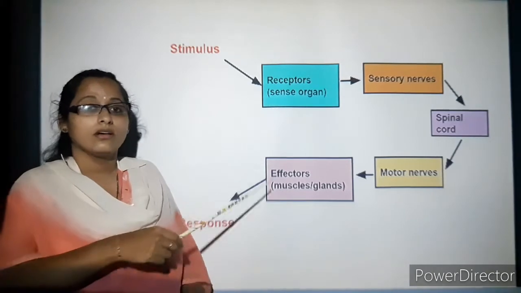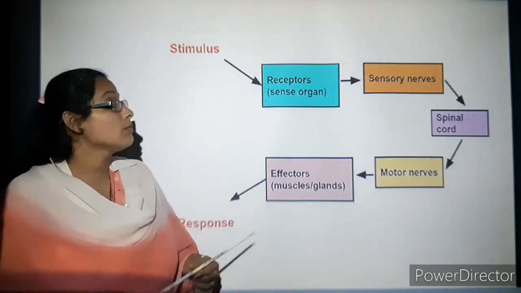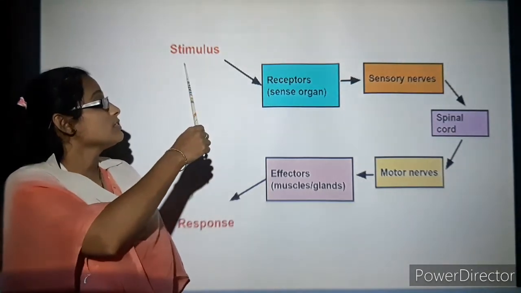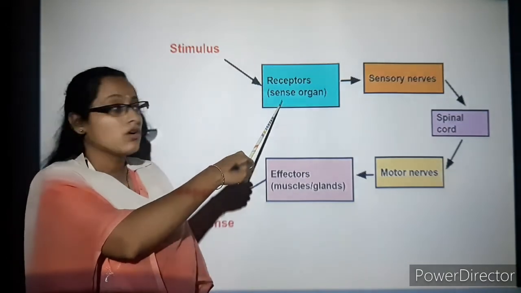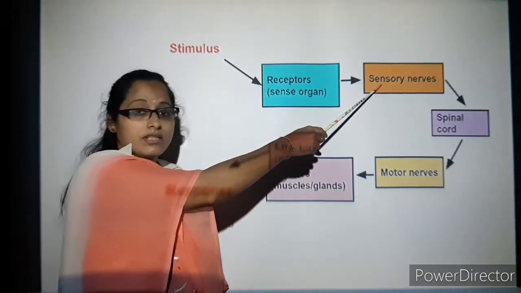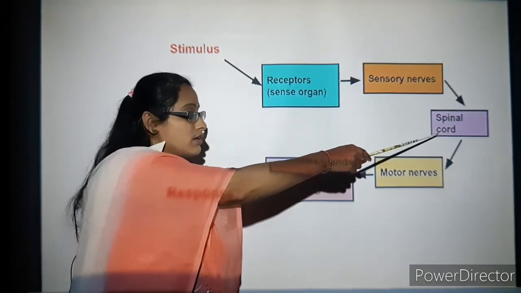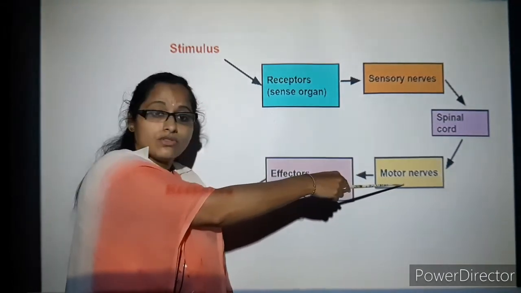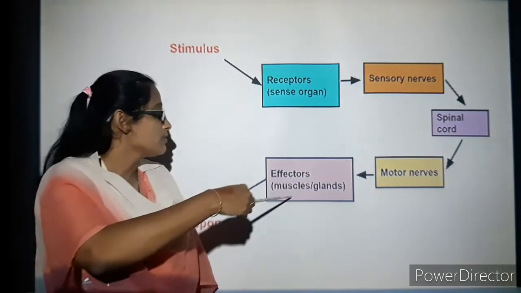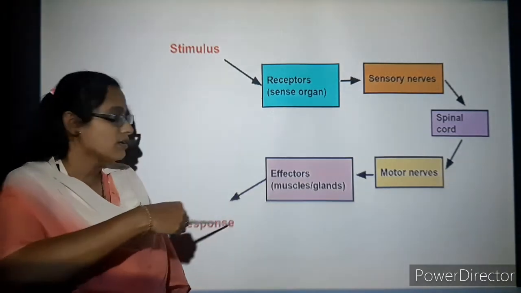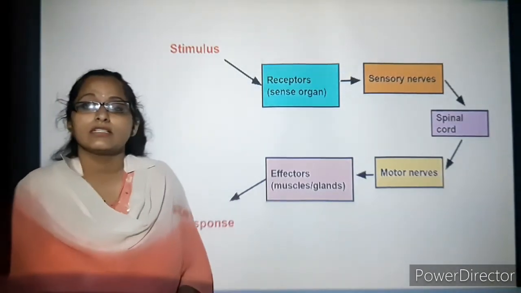So this is again an illustration with another diagram or a flow chart. That is, the stimulus is received by the sense organ. From there it reaches the sensory nerves, then the spinal cord. The spinal cord sends the message to the motor nerves, then from there to the effectors or the muscle glands, and finally you respond to the particular stimulus.